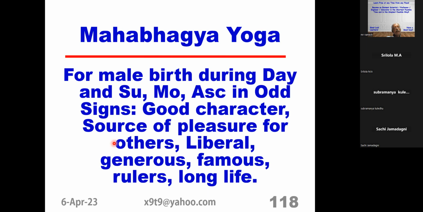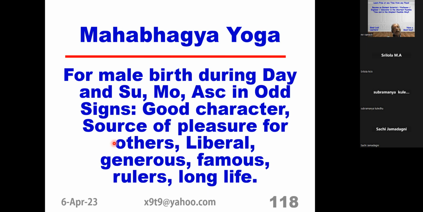So here, if it is a male birth during daytime, and Sun, Moon and ascendant are in odd signs. Now you know we have classified the signs into odd and even signs, is it not? So Sun, Moon, ascendant must be in the odd sign, and the birth has taken place, in the case of male birth, during the daytime.